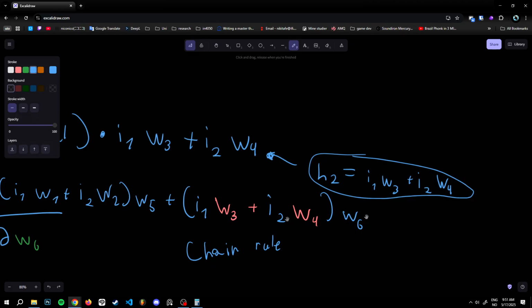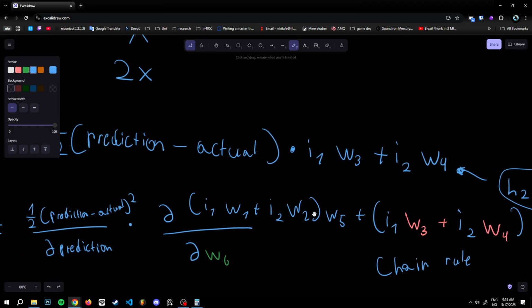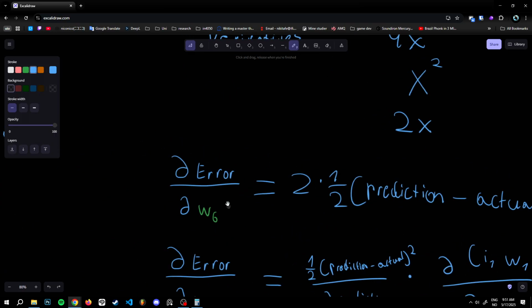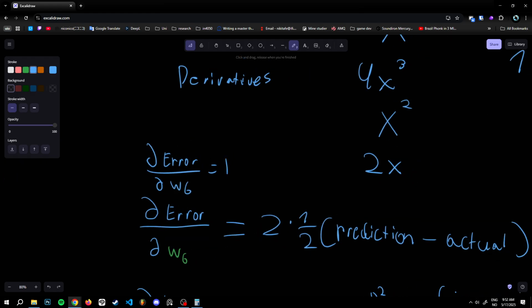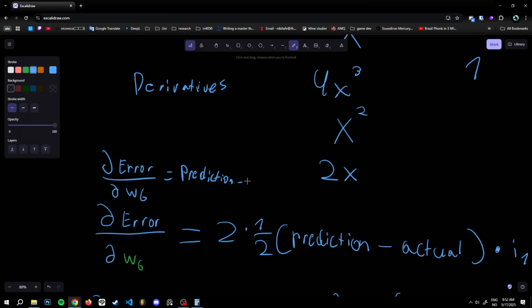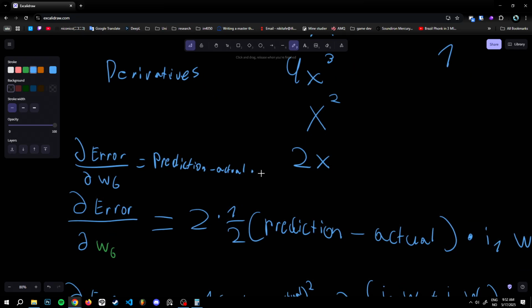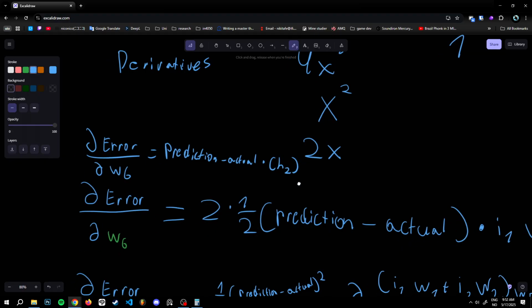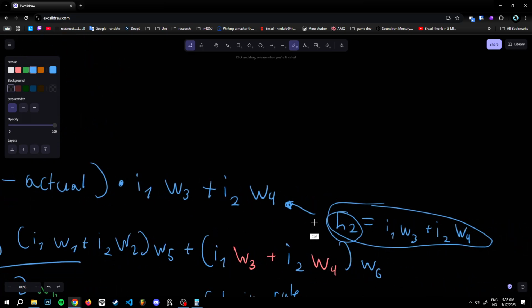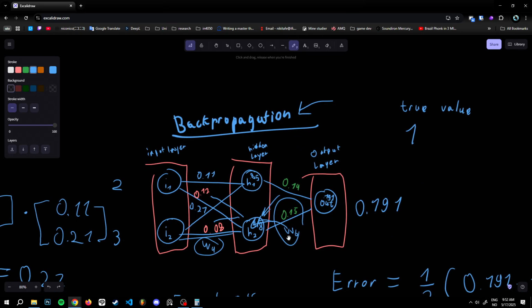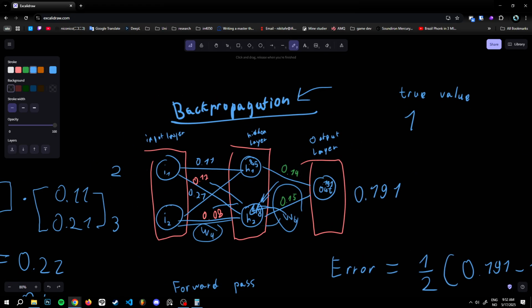So we have summed all of this, which is going to be h2, and we can now say that the change in error given weight 6 is going to be our predicted value, which is called prediction minus actual, and then times h2. Boom. That's because we just simplified it, right? We just asked, well, how much did I affect the error? Well, I affected the error with this weight and this weight and the inputs, and so you understand it. Okay.